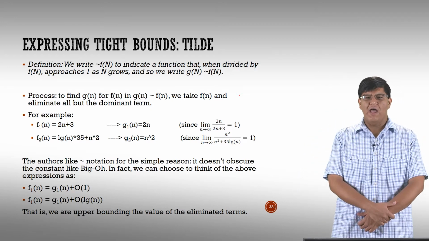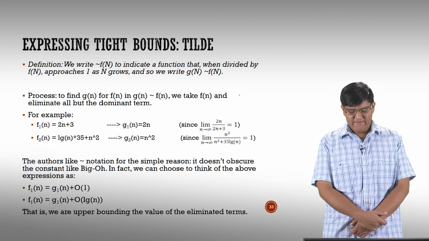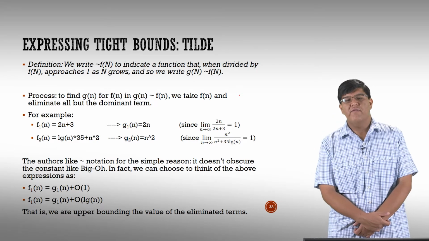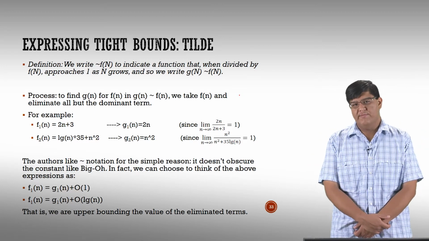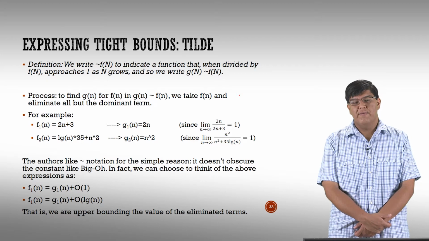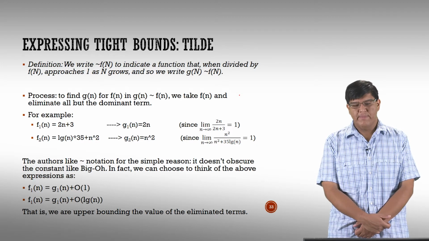Okay, so how do we actually find a tilde? How do we find this bound? Well, if we have a growth function, it's actually really easy. For a growth function, all we do is drop all but the dominant term. So it's actually less work than trying to write one for a big O expression. In big O, we dropped all but the dominant term and then we dropped the coefficient. Here we leave the coefficient in place.